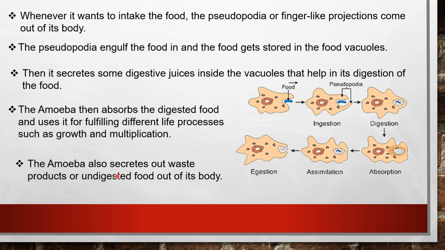The amoeba also secretes out waste products or undigested food out of its body. So this process is called egestion. So here also the pseudopodia help for the egestion process. So these are the feeding and digestion in amoeba.